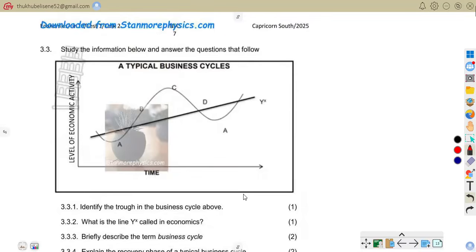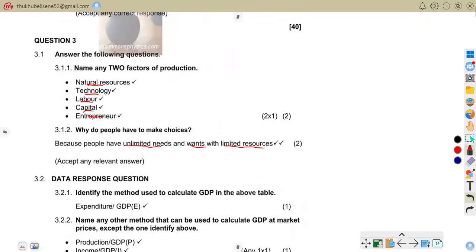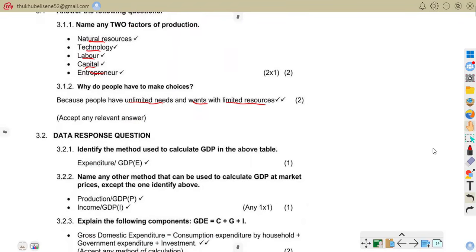If you go to our answers, we can see the answer for question 3.2.1. That is the expenditure method for gross domestic product. This expenditure method calculates GDP by adding total spending in the economy. Hope you're together.